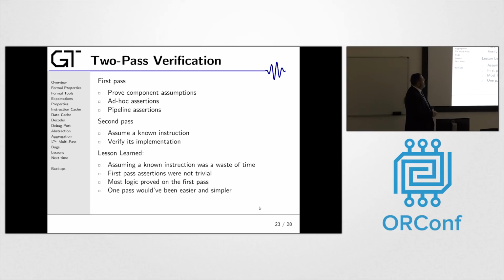The reality was, that was a waste of time. The solver picks a set of instructions in the first place. If I had just followed those instructions on the first pass, I wouldn't have needed a second pass. And then I had to prove most of the logic anyway on the first pass, just because proving the stuff within the submodules was that difficult.